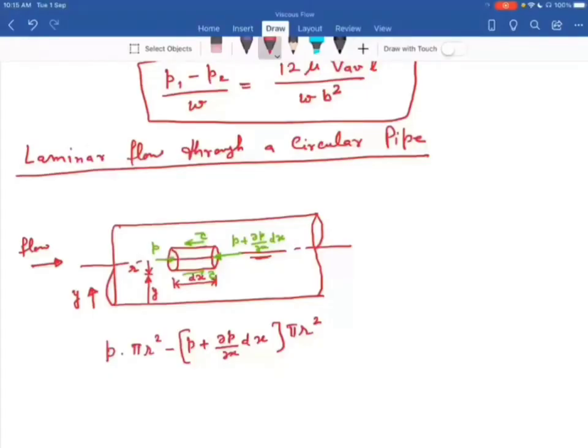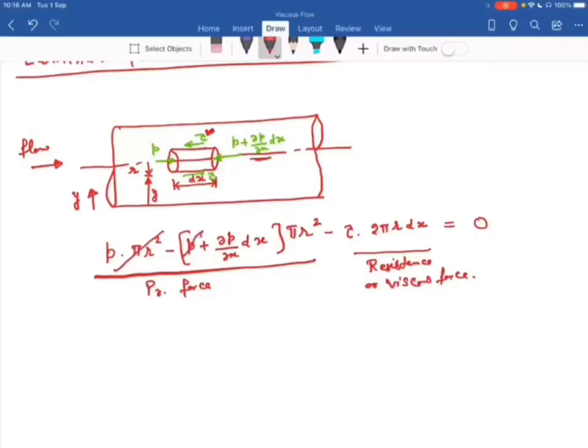Then the resistance force. The resistance force is due to this tau. Again it is in the direction opposite to flow. So minus tau into the surface area of this element. The surface area is 2 pi r into the length dx. If only these two forces are acting, the sum of these two forces must be equal to 0. So the P terms cancel, and we are left with minus ∂P/∂x dx into the area pi r square, minus 2 pi r into tau into dx, equal to 0.